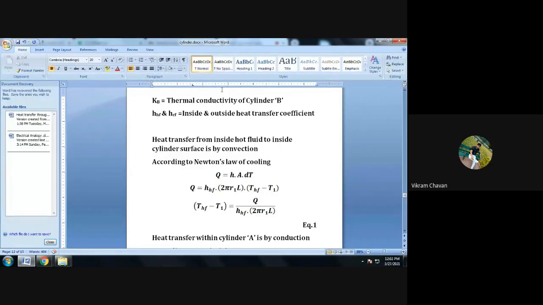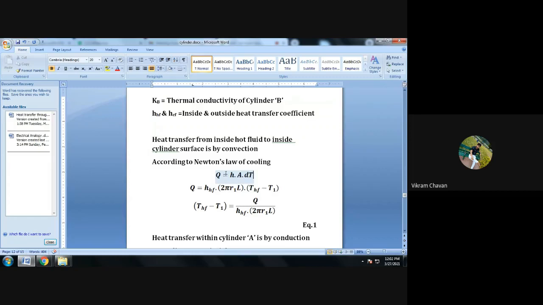According to Newton's law of cooling, the general form is Q is equal to H multiplied by A multiplied by dT, where Q is the heat transfer rate, H is the convective heat transfer coefficient, A is the surface area available for the heat transfer, and dT is the temperature difference between the fluid and surface.